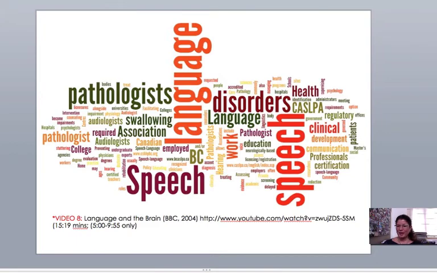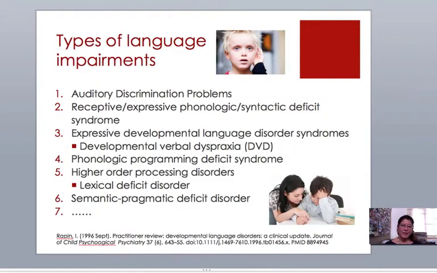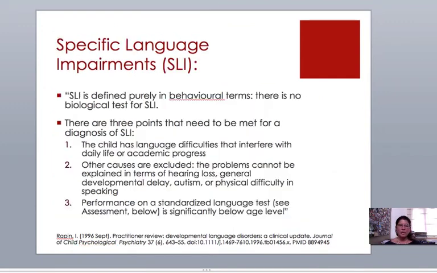Of taking so much for granted, what are the things that can actually go wrong? So we know that there are certain types of language impairments, things that can be auditory discrimination problems, where a kid can't distinguish different sounds, receptive problems, expressive problems, dyspraxia, phonological programming deficit syndrome. Lots of things can come up that would be difficulties for children or for adults into their lifespan, which can be either congenital, where you are born with the problems, or they can be things that are acquired afterwards.